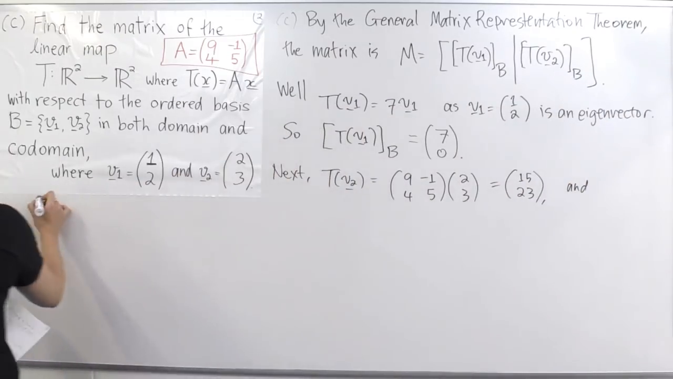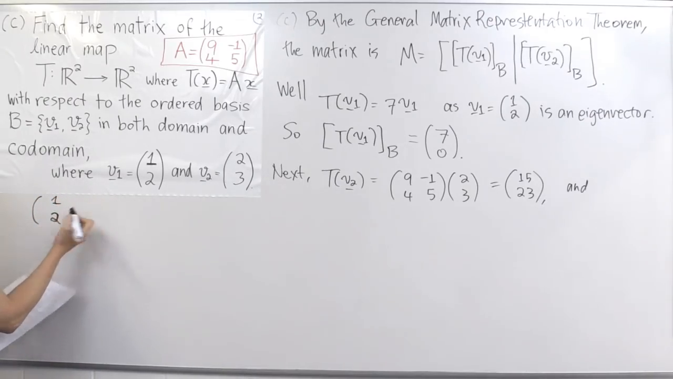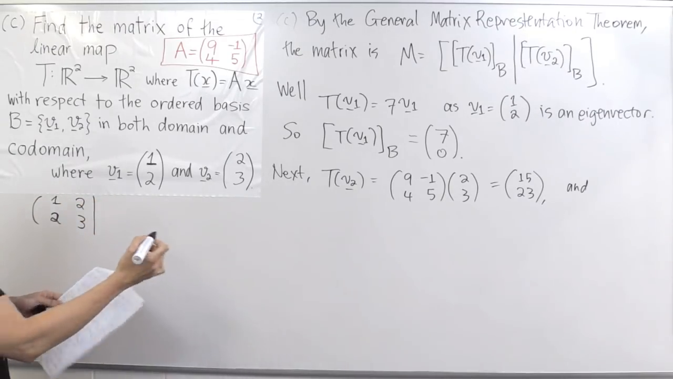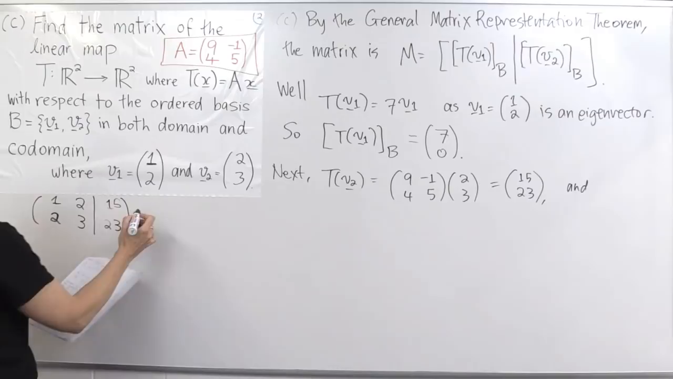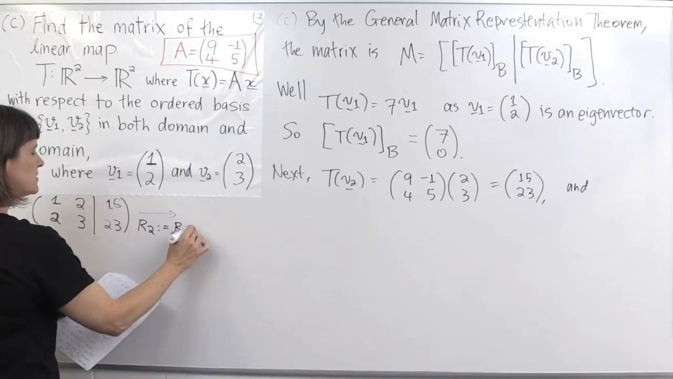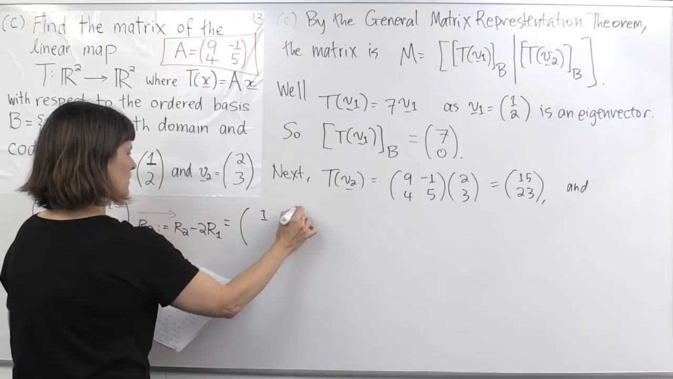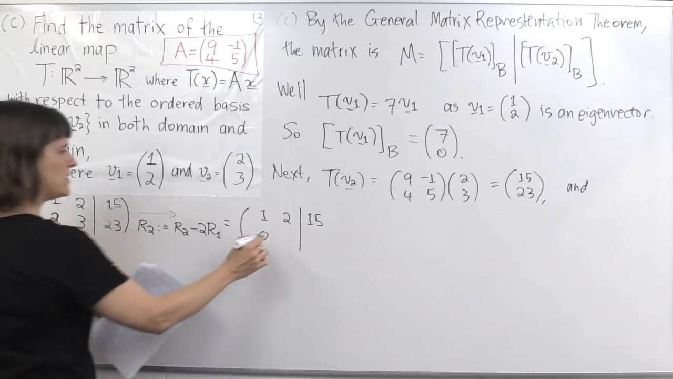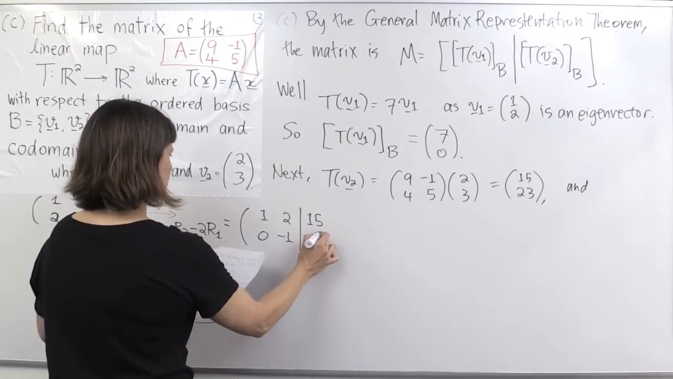I'll do that over here. So we put V1 in the first column. Whoops, that's a 2. V2 in the second column, and the right hand side is the vector we're solving for, which is (15, 23). And you'll have to do these calculations, so we'll just whiz through. The second row, you subtract twice the first row from it, and you'll get 1, 2, 15, 0, 3 minus 4 is minus 1, and 23 minus 30 is minus 7.